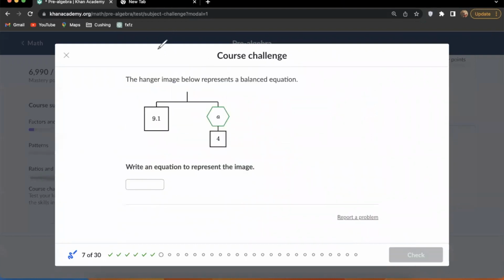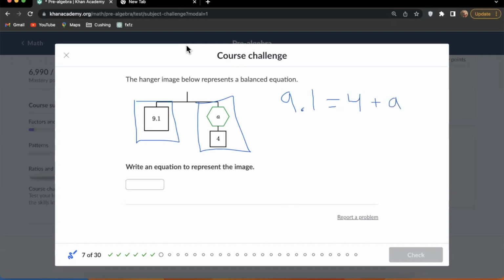All right, it says the hanger image below represents a balanced equation. That means that this side and this side have equal weight. So that must mean that 9.1 is the mathematical equivalent of 4 plus whatever A is.